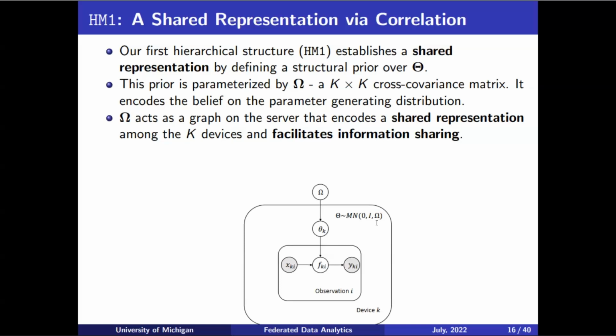In essence, the HM1 establishes a shared representation by defining a structural prior over the big theta. Here, this prior is parameterized by the omega matrix, which is a K by K cross-covariance matrix. This omega encodes a belief on the parameter generating distribution. Therefore, the big omega acts as a graph on the server that encodes a shared representation among K devices and facilitates information sharing.